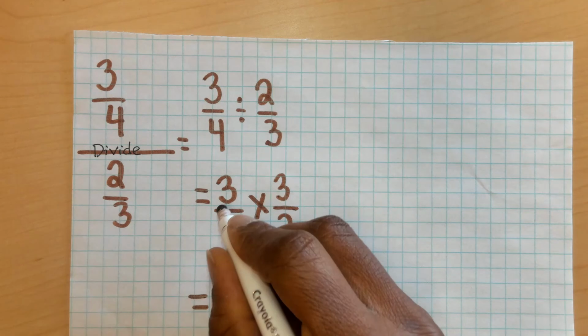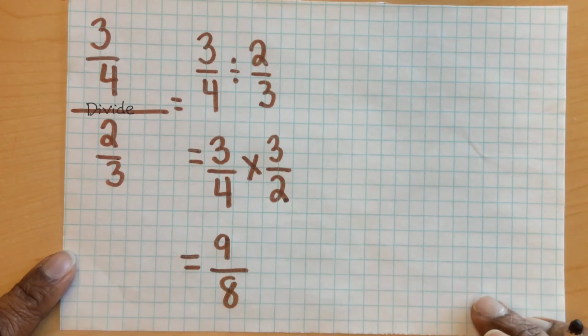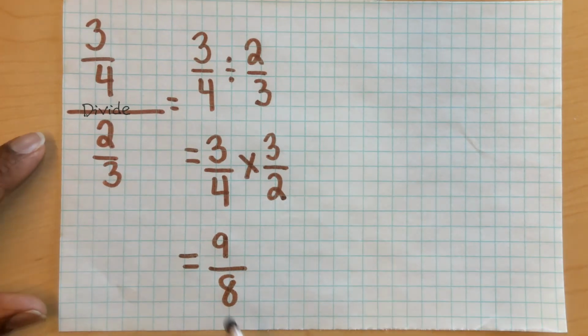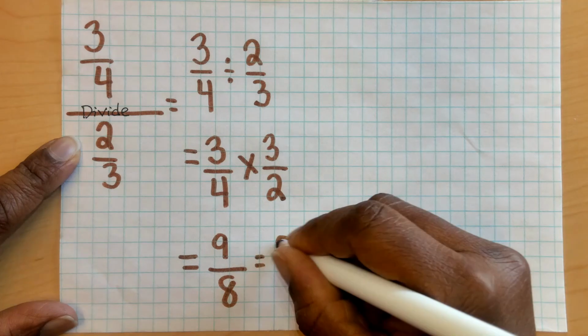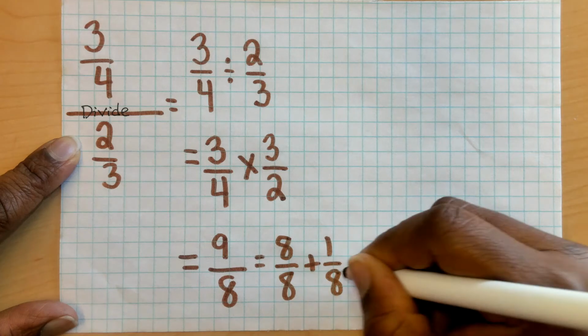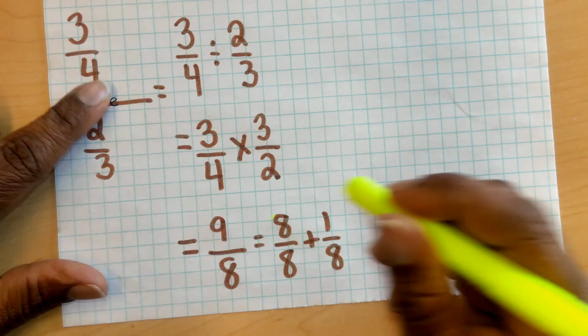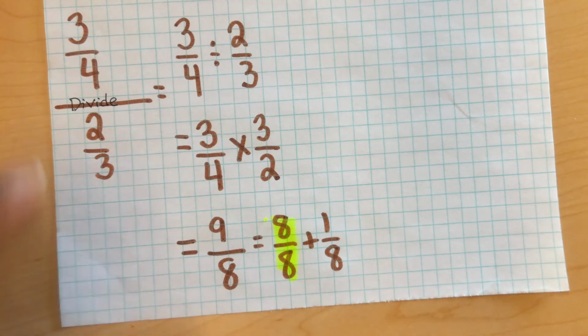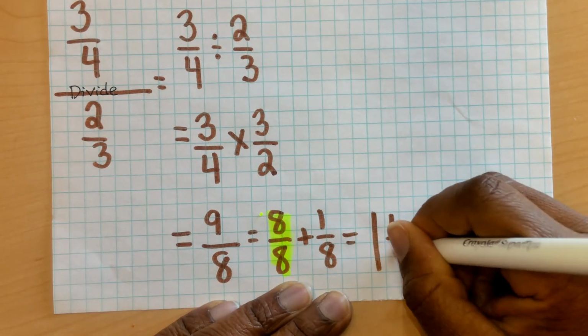3 times 3 is 9. 4 times 2 is 8. Now this is called a fraction greater than 1 because 8/8 equals 1 whole. So this can be decomposed into 8/8 plus 1/8, right? Because if we remember about fractions with like denominators, okay, 8/8 plus 1/8 equals 9/8. But 8/8 equals 1 whole. So 9/8 is actually equal to 1 and 1/8.